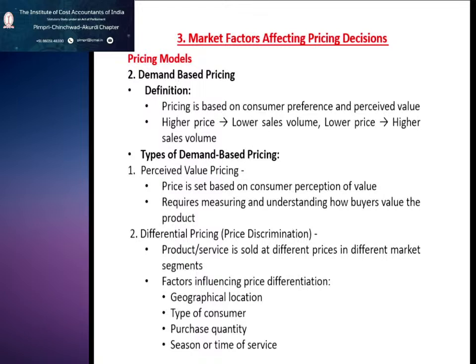Types of demand-based pricing included perceived value pricing. So price is set based on the consumer perception of value. However, it requires measuring and understanding how buyers value the product. The second method adopted in demand-based pricing is differential pricing. Price discrimination, wherein the product and services are sold at different prices in different market segments. Accordingly, the pricing has to be differentiated. So the factors influencing price differentiation were predominantly geographical location, type of consumer, purchase quantity, and season or time of service.